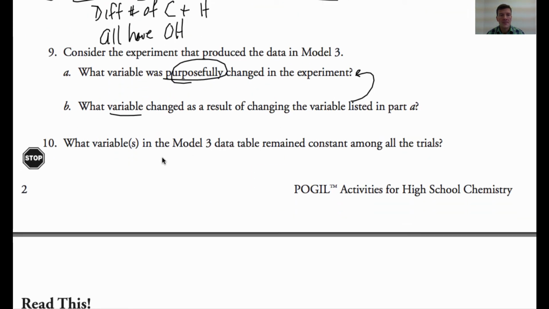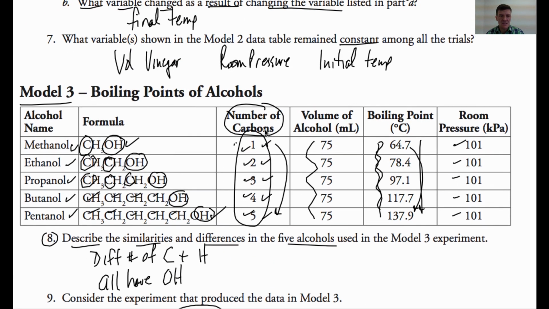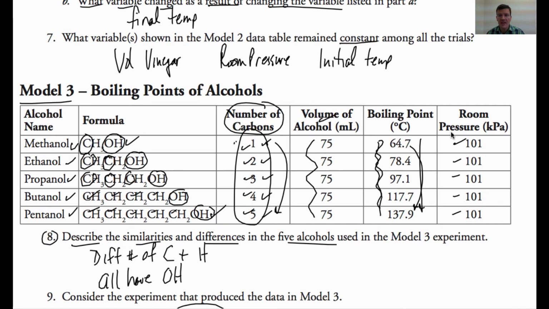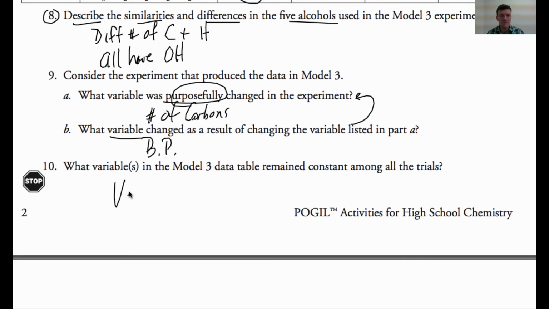All right? Number of carbons and the boiling point. What variable in the Model 3 data table remained constant? Those we mentioned already would be the volume and room temperature. Okay? Volume and room temperature.